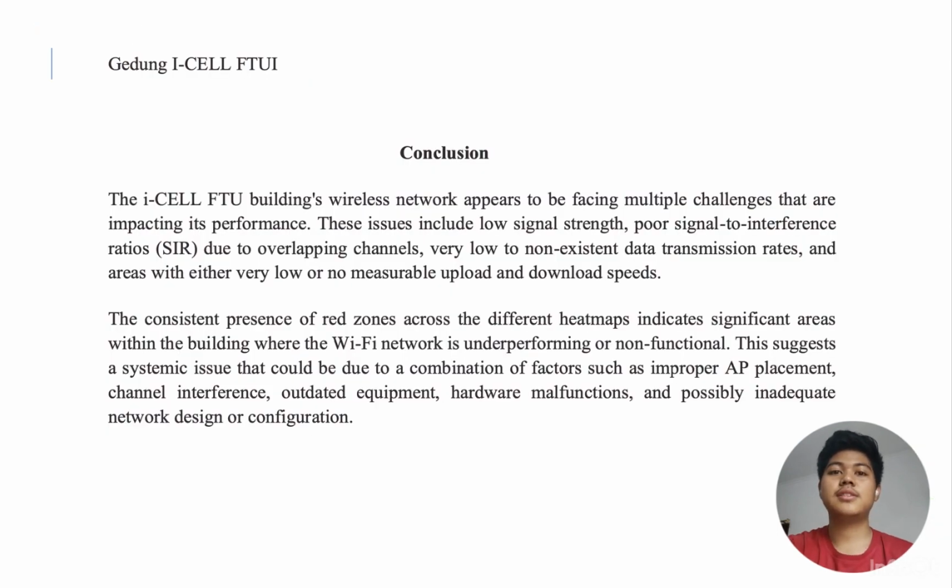Conclusion. So the consistent presence of red zones across the different heat maps indicates significant areas within the building where the Wi-Fi network is underperforming or non-functional. This suggests a systemic issue that could be due to a combination of factors such as improper AP placement, channel interference, outdated equipment, hardware malfunctions, and possibly inadequate network design or configuration.